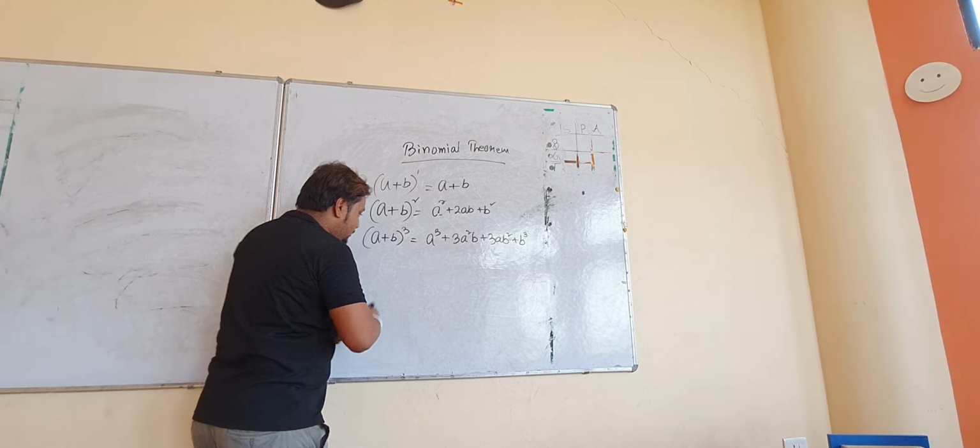As we can see, now observe only the terms, not the coefficient. These numbers are called coefficients. Here the coefficient is 1, here the coefficient is 3, here the coefficient is 3, here the coefficient is 1. Now if I want to show you how this works.